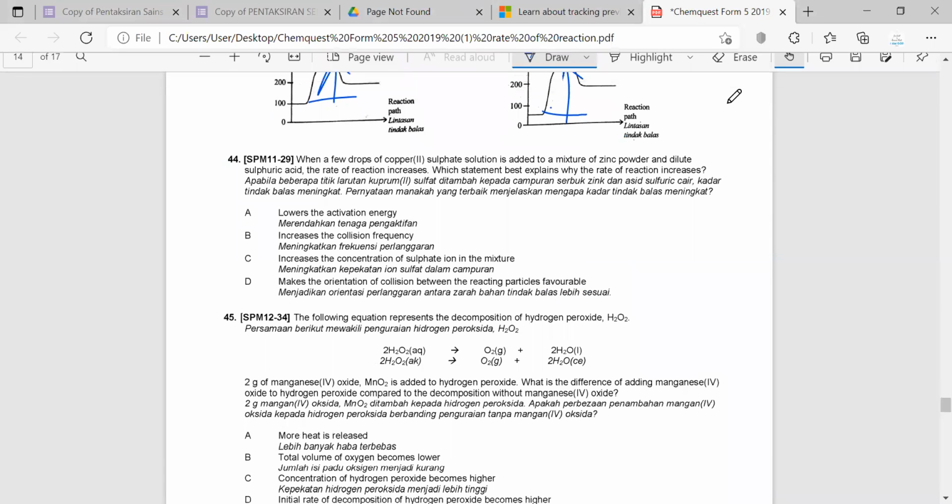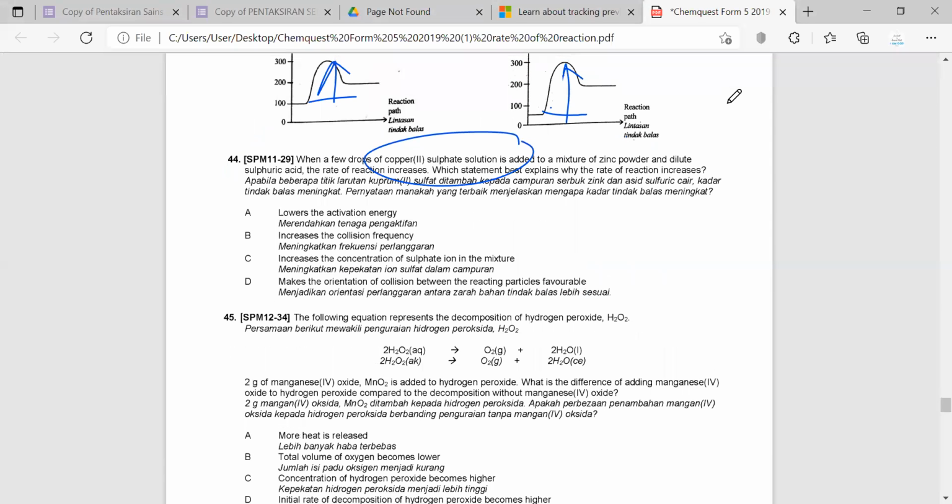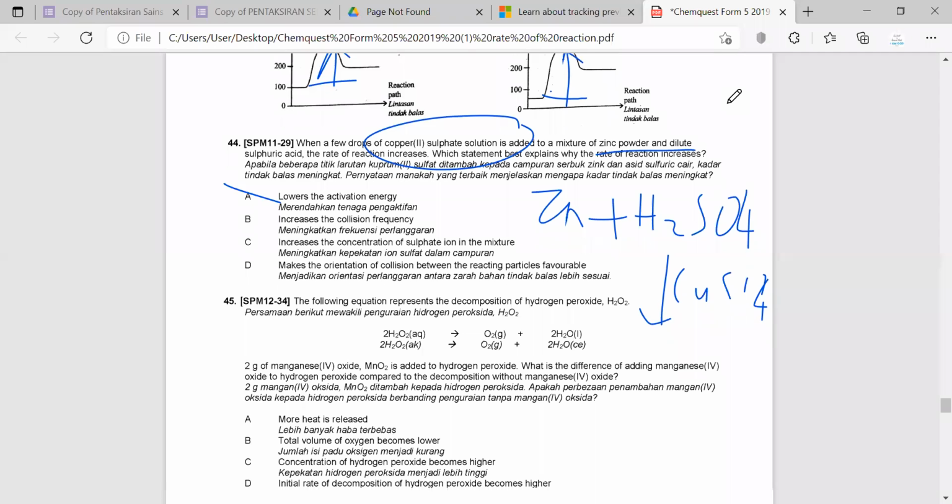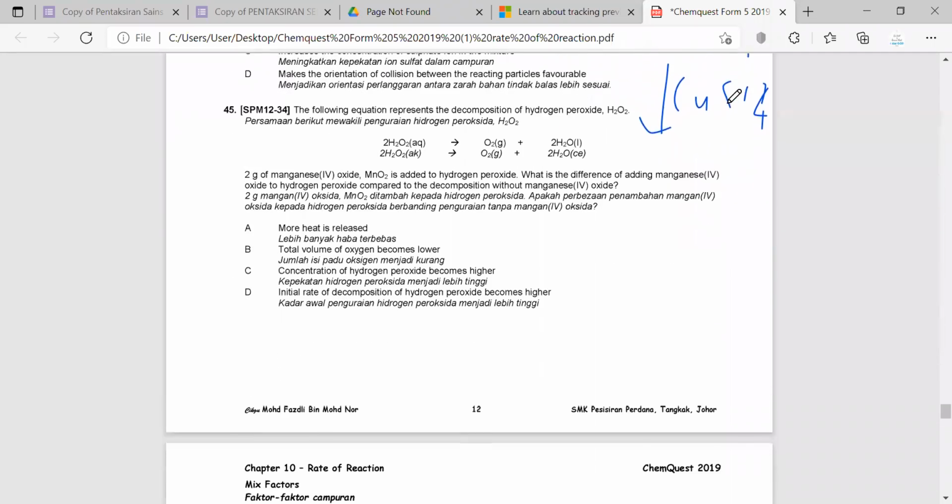All right, now when I put copper 2 sulfate, okay, copper 2 sulfate is very specific. Teacher can only use it with zinc and sulfuric acid. So remember I told you, all catalysts are very specific. So whenever you see zinc and sulfuric acid, you use copper 2 sulfate only. Okay? The rate of reaction will increase. Why? Lowers the activation energy. Excellent. Okay, 44, yes. All right.